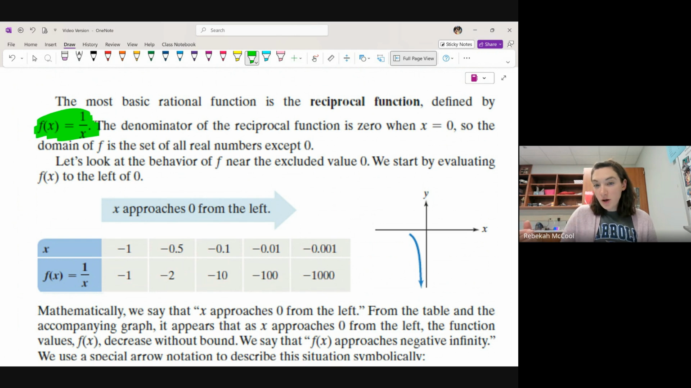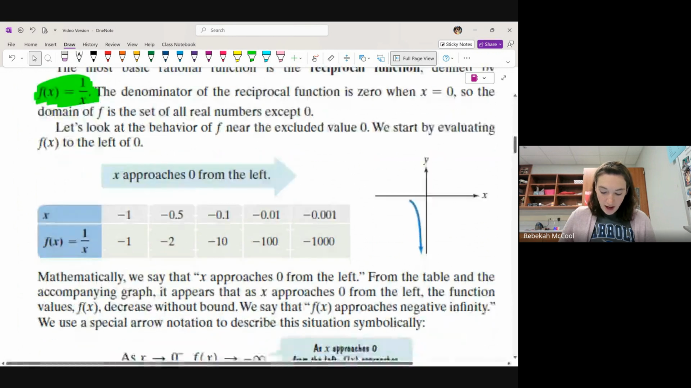So we kind of want to see what this graph is doing as we get close to 0. Specifically, we're going to start by approaching x values of 0 from the left. Okay, so you can see we've got a table here that lists some x values coming from the negative direction, coming from the left. And as I get closer and closer and closer to 0, I'm getting a y value that's becoming a bigger negative value.